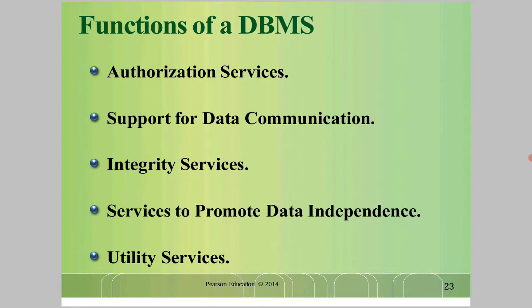Authorization services means user services. There are different types of users available, like DBA users, database administrators, ordinary users, programmers, and developers. Next is support for data communication, that is, network support. Integrity services means various integrity rules and integrity checks, like primary keys, secondary keys, and constraints like null and not null. Utility services means some tools.